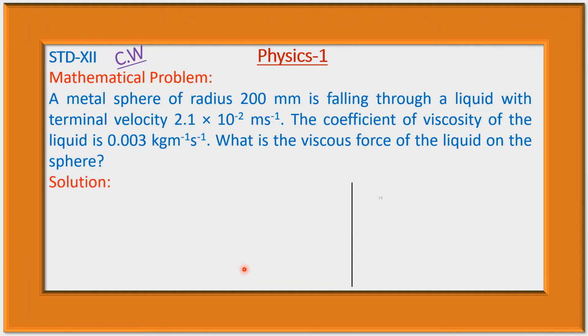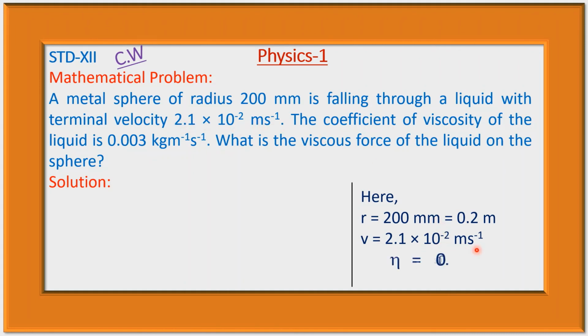Solution. Here radius is 200 millimeter, this is equal to 0.2 meter, converting from millimeter to meter. Terminal velocity v is equal to 2.1 into 10 to the minus 2 meter per second. And eta, that is the coefficient of viscosity of the liquid, is 0.003 kilogram per meter per second. And we have to determine the viscous force.